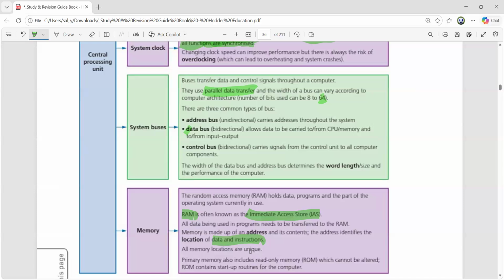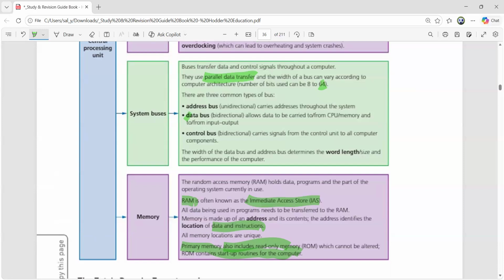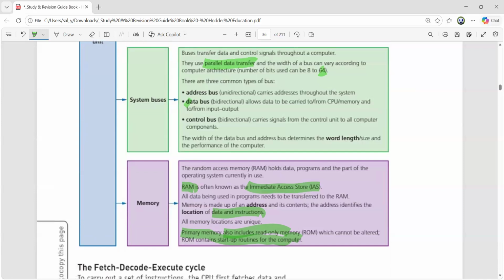All memory locations are unique, remember. Memory locations are always unique with us also. Allah Ta'ala has blessed us with memory, and all memory locations are unique. No memory location is ever going to be overlapping. Primary memory includes read-only memory, which cannot be altered. ROM contains startup routines for the computer. Another topic of this chapter will talk about this once again. The topic of startup routines and BIOS will be covered in chapter 4 also. But here, just a description because of memory. We say RAM and ROM. They have talked about RAM first, IAS, and ROM also, which stores the permanent, non-volatile booting instructions that are needed at the startup of the computer system.